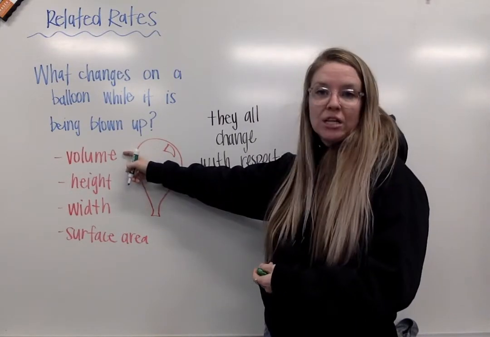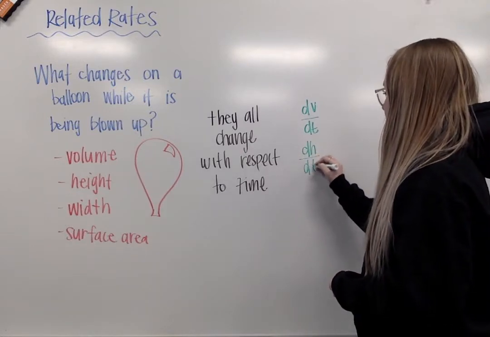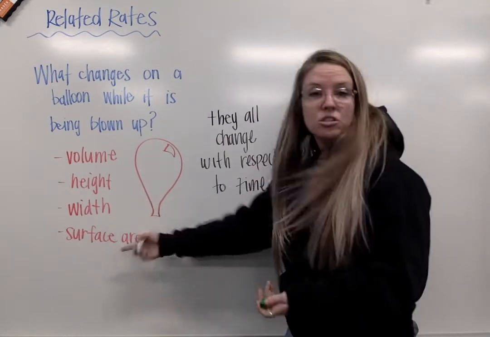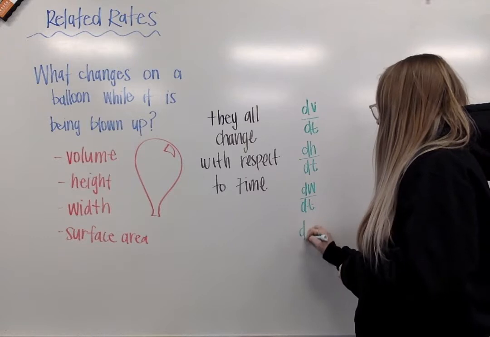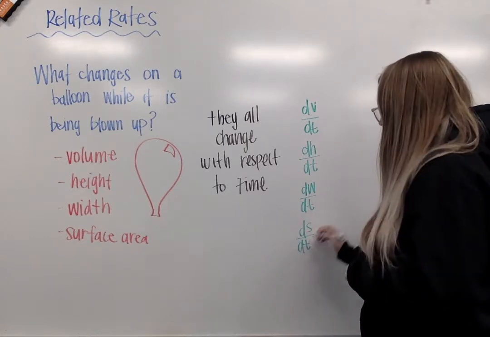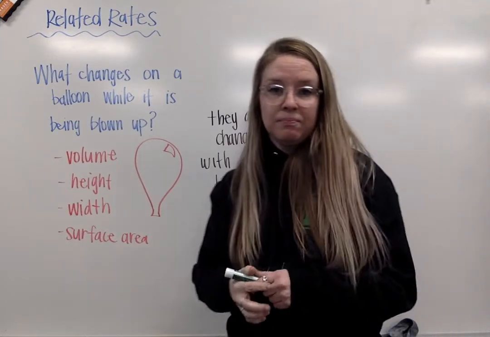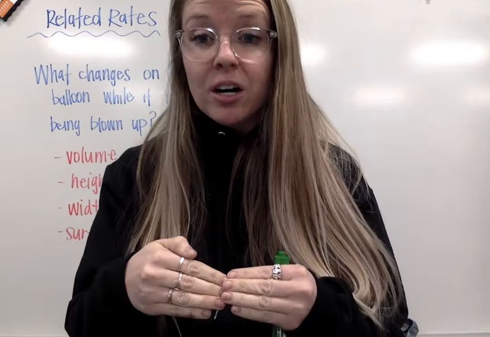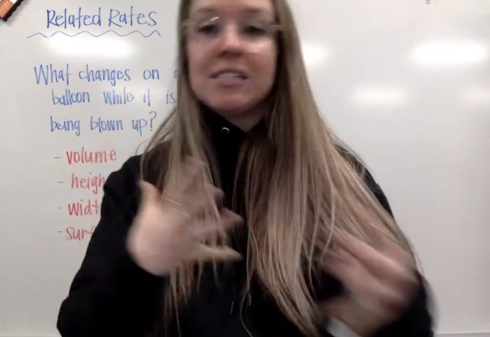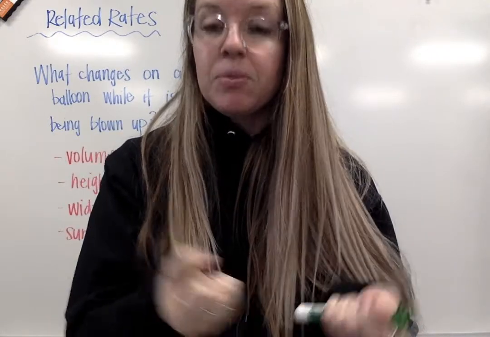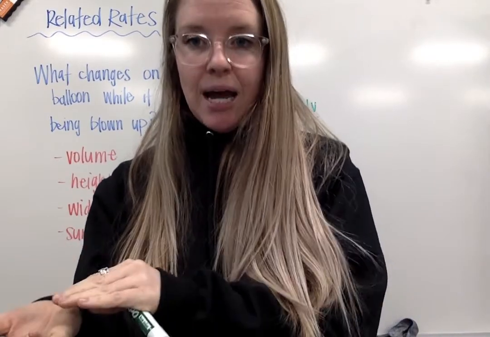Well, as the volume's changing, so is the height. So the height has its own rate of change. Width and surface area are the same. So my width is going to change and my surface area is going to change. But they all are changing with respect to time. Okay, so they work together, but depending on what time we're looking at is going to give us different rates for different things. But all of these rates work together because it's happening at the same time.